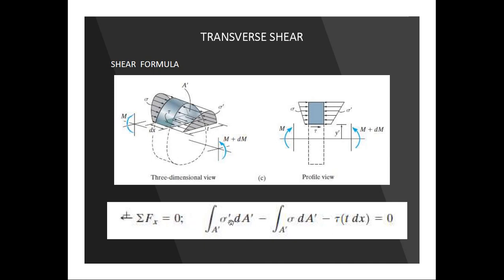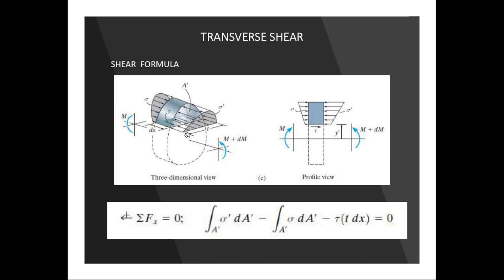Then what will the force be over here? The force will be dA dash into sigma, and over there the force will be dA dash into sigma dash. And one more force will also be there. This is due to the shear stress acting on this surface, also in the horizontal direction, so we have to take this also. This is tau into T into dx.